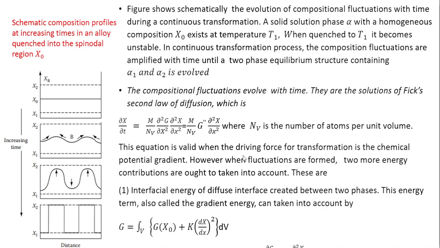So there are some regions where the concentration of B is depleting, and in the neighborhood there are regions where the composition of B is enhancing. So consequently B atoms are being shifted from this part of the phase into this part. So this is what is called uphill diffusion.